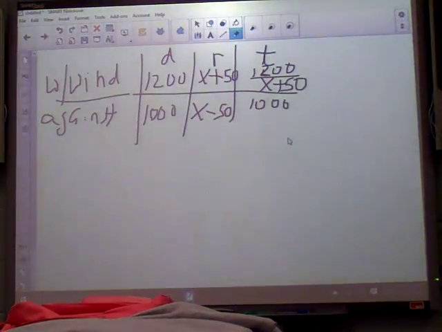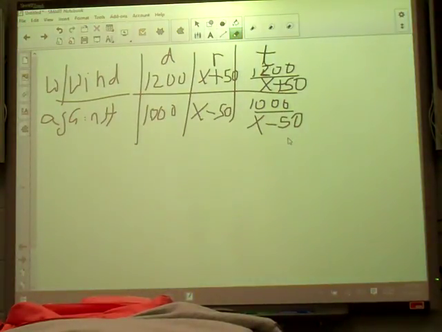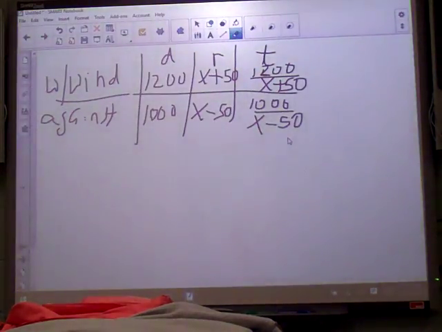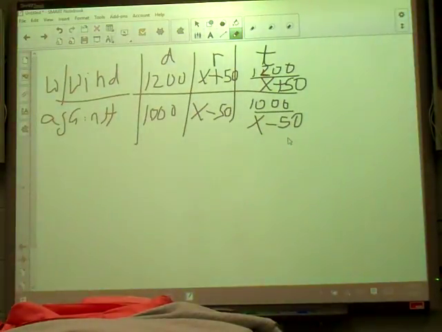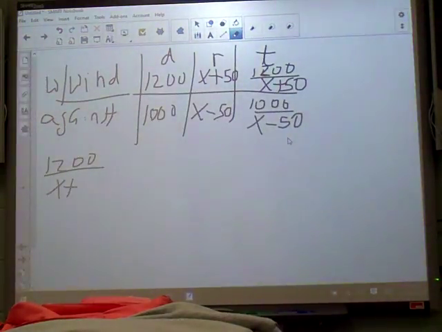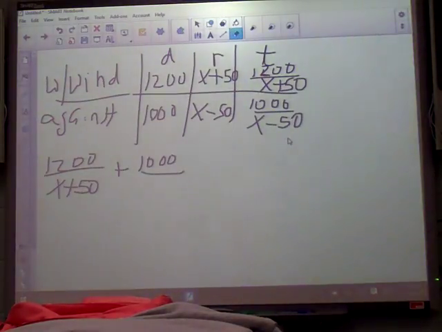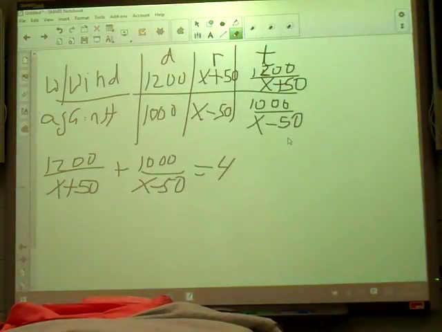Now we had some of these in class where it said the times were the same, so we just set those equal to each other and cross multiply. You can't do that here. It says the total flight took 4 hours. So that means our time with the wind plus our time against the wind equals 4. So you're going to set this up as 1,200 over x plus 50 plus 1,000 over x minus 50 is equal to 4.